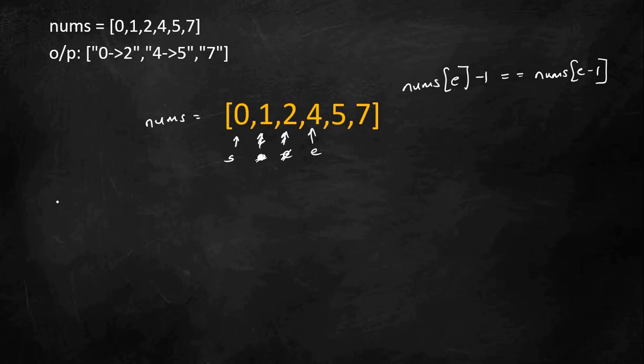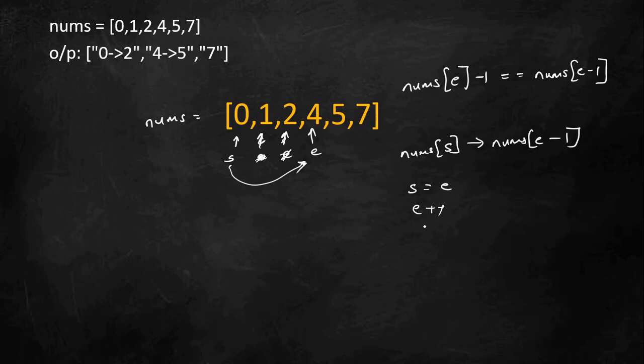So my new range will be nums of start till nums of e minus 1, whenever it's broken. Okay, and after that I can now assign my start to this particular end index, right? So after that my start equals end index. Okay, and I can increment my end index, right? So this is when my range is broken.